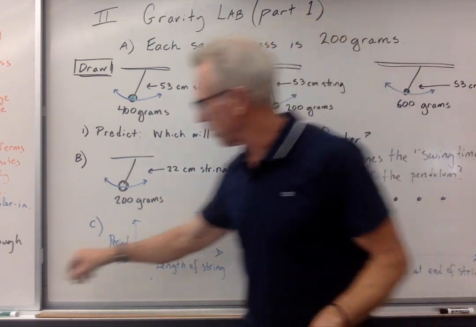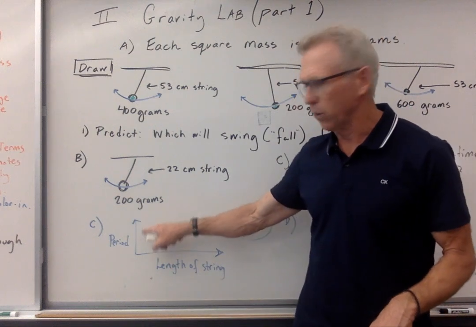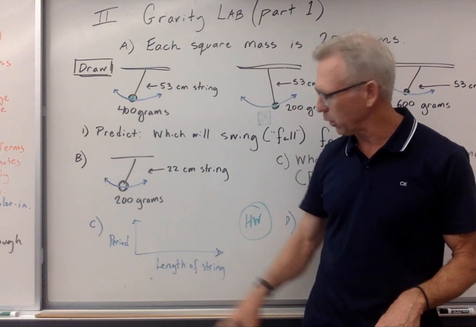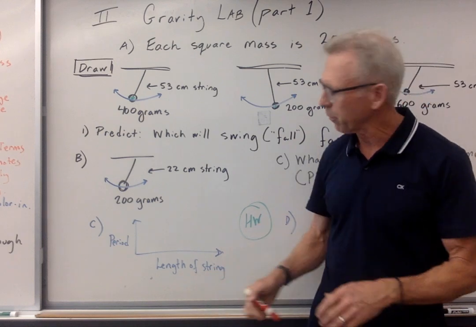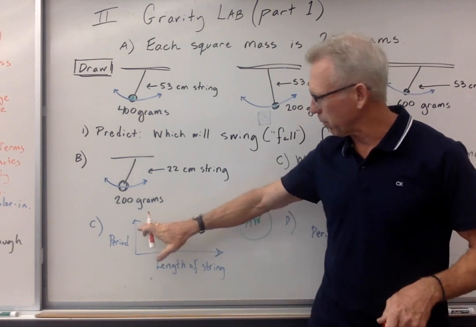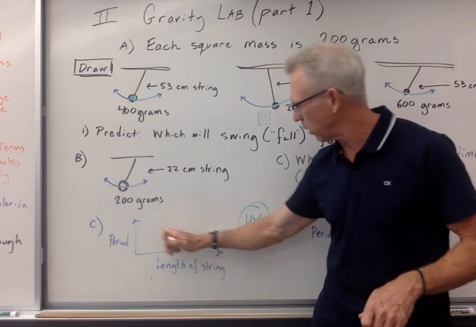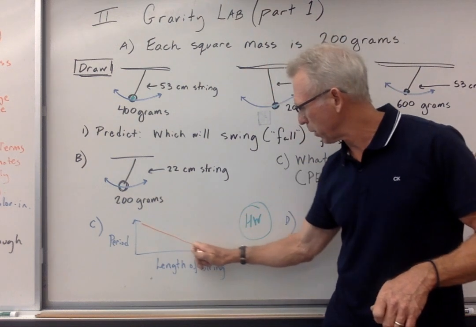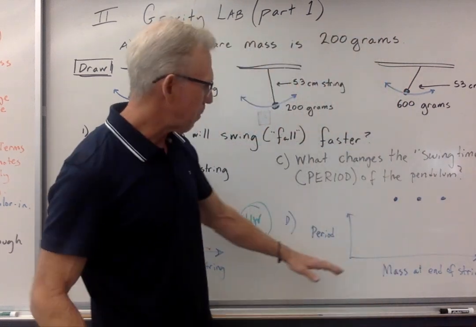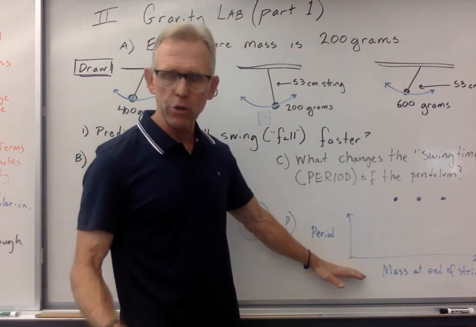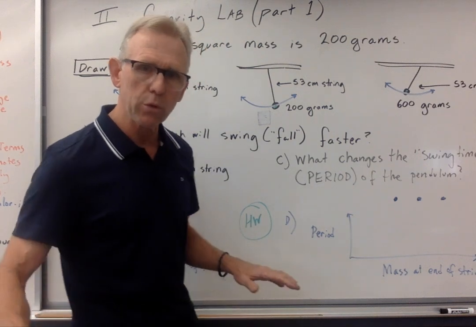So looking at the graph that we had down here, this was the homework. The period, this is the length of period, our dependent variable. This is the length of the string, our independent variable. Given a period length and the length of the string, as the string decreases in length, our period time should drop. If you look over here, as the mass at the end of the string is changed, given a consistent string length, it should have absolutely no effect on the period.